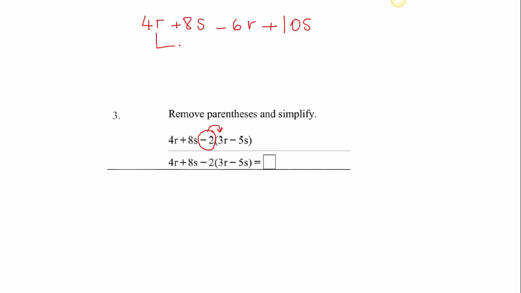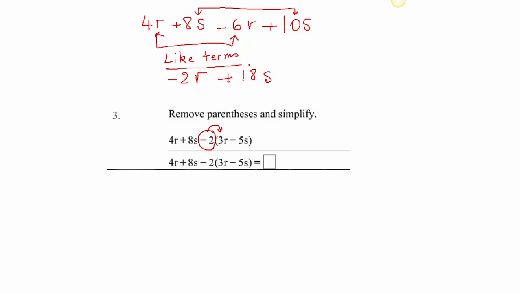Now we call these two like terms because they have the same variable, and these are the ones that we can combine. Same for 8s and 10s. They are called like terms. Those we can combine. And when combining like terms, you just combine their coefficients. The coefficient of 4r is 4. The coefficient of the other r term is negative 6. So 4 minus 6 is negative 2r. And then 8s plus 10s is 18s.